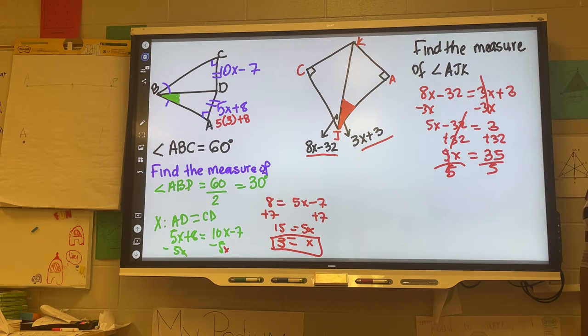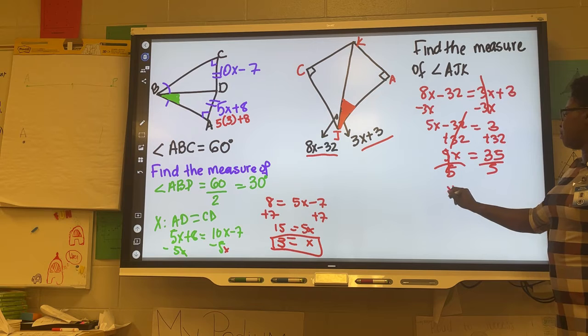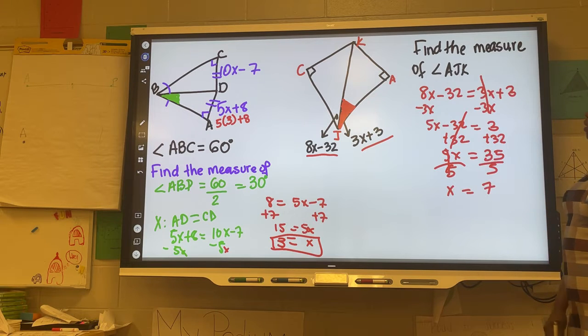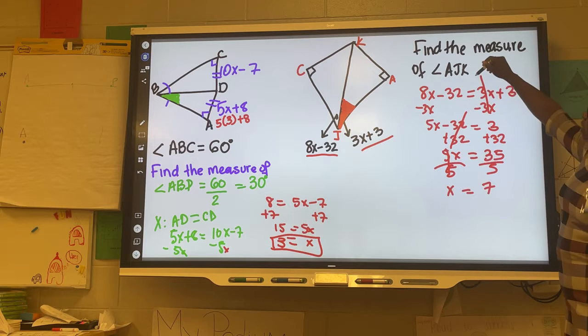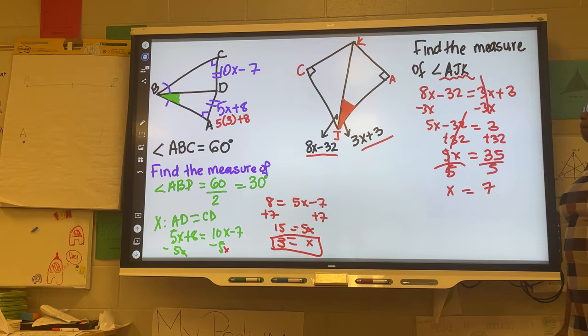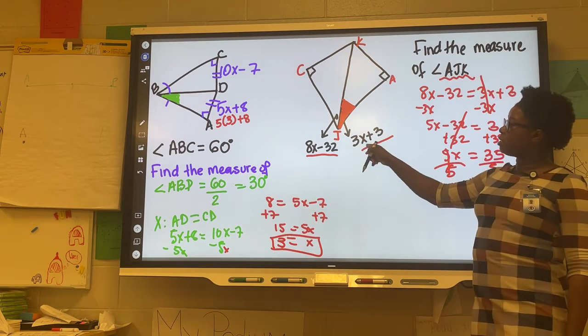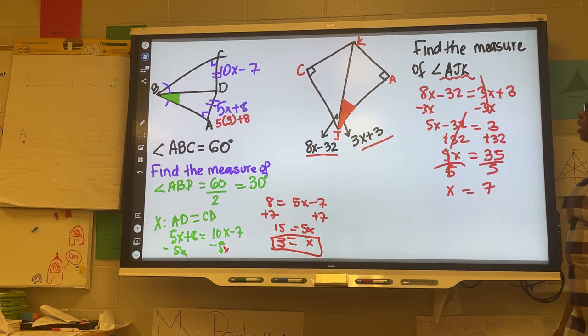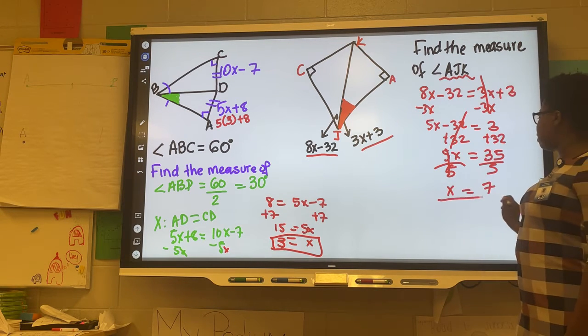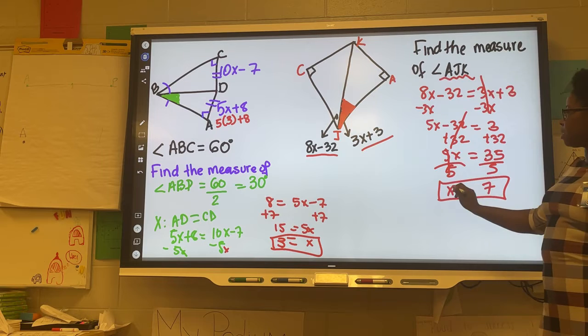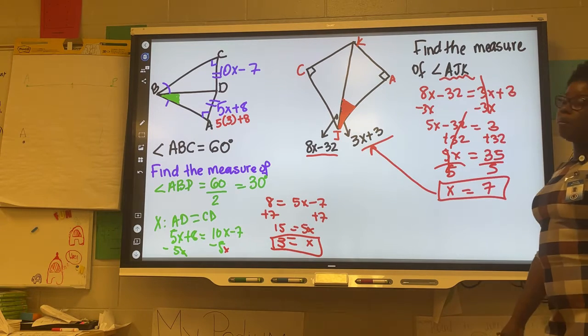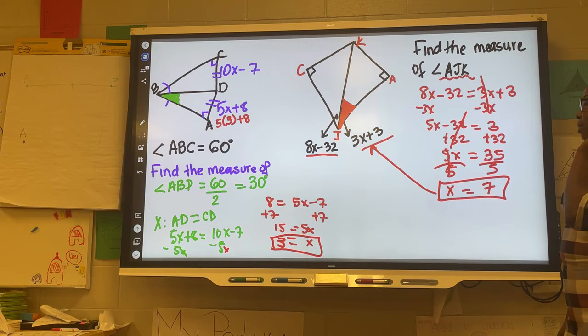And if you cannot work equations, feel free to go to some of my videos where I have the basic concept of equations there, and it should be able to help you. So x is equal to 7, but we're not finished there because we're asked to find AJK. And AJK is measured as 3x plus 3. So since we found the value of x, we're going to put x right here beside the 3, multiply them, then we add the 3.